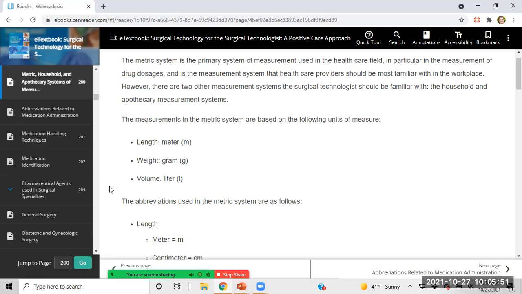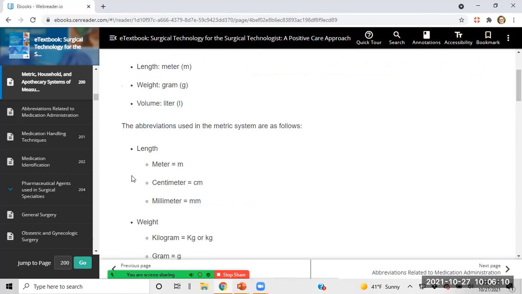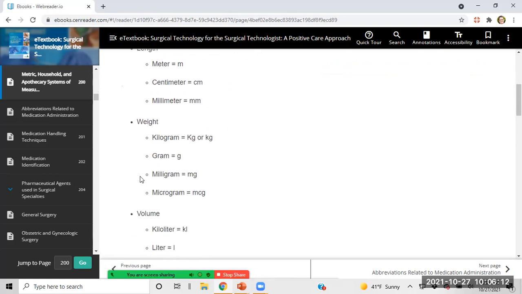Thinking back to our calculation example, we had 1 gram, which equals 1,000 milligrams of the powdered medication. And so that was the weight. Then we were adding it to 500 milliliters of water. And so this is the volume.